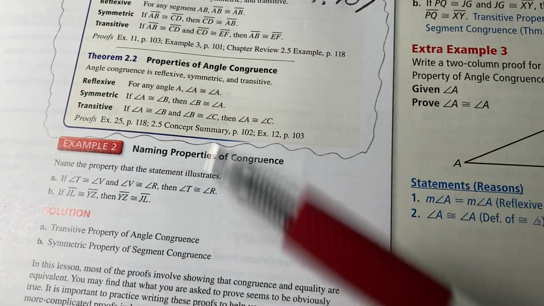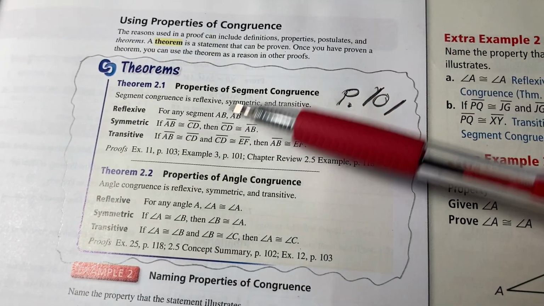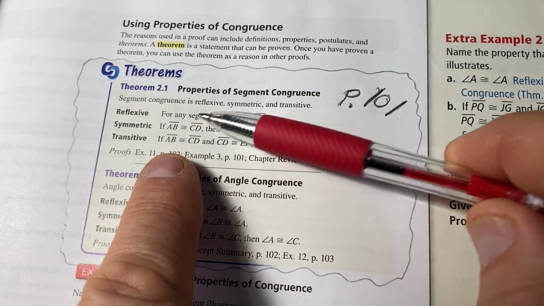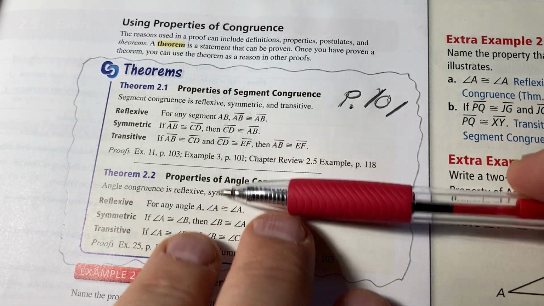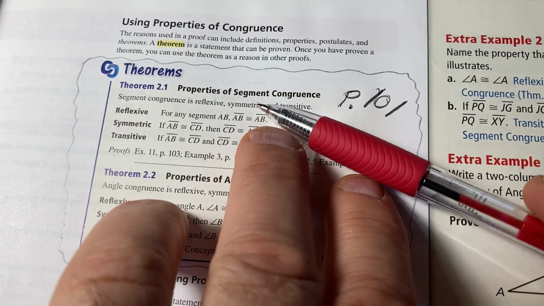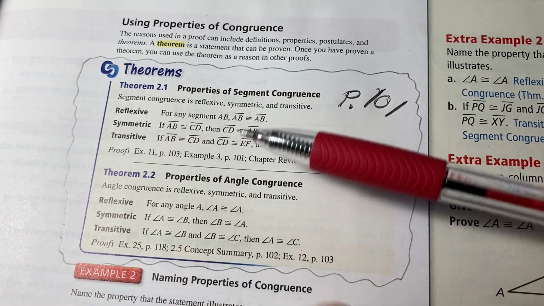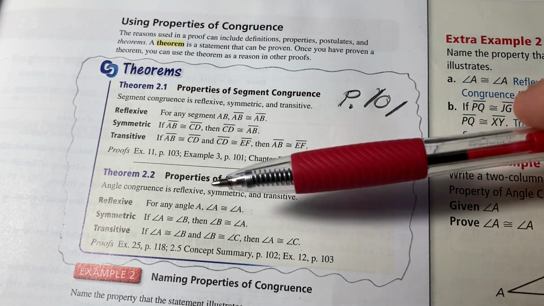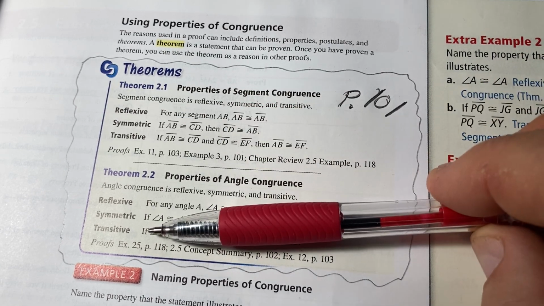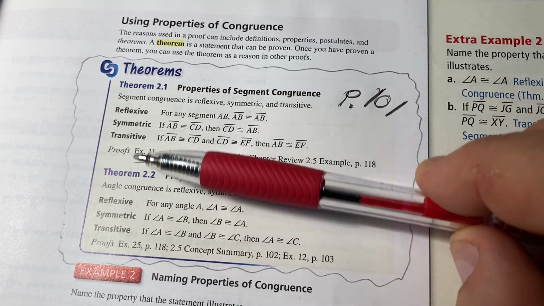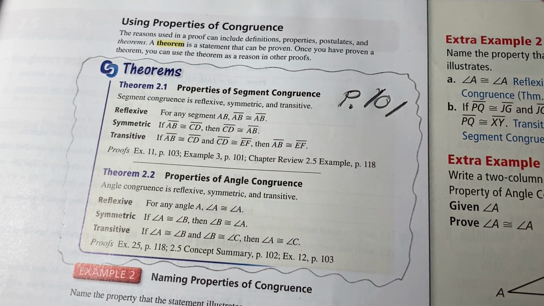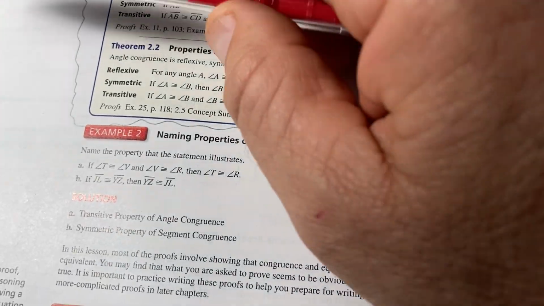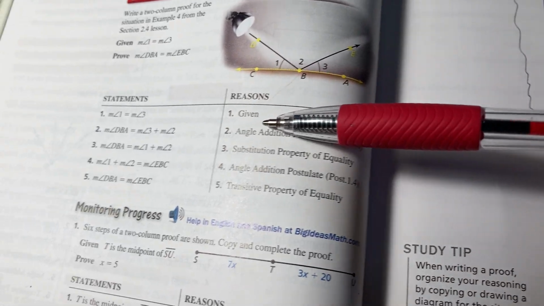Okay. You will need to refer to these properties: reflexive property, symmetric property, and transitive property. And there's some more down here. The only difference between these two is this one is regarding segments, this one's regarding angles. Really, there's not a big difference between these two. It's still reflexive property. They still have symmetric in both of these, and they still have transitive property in both of these.